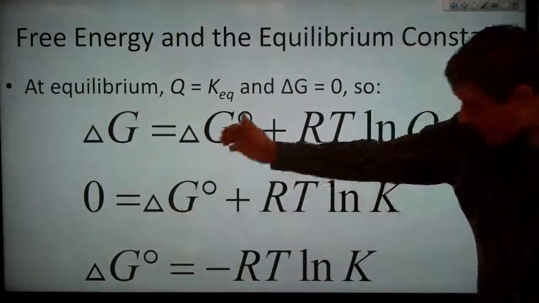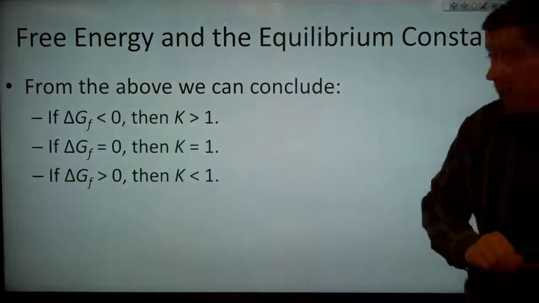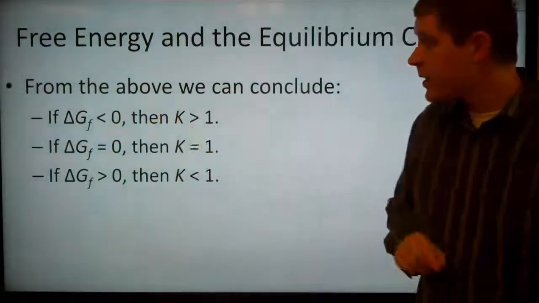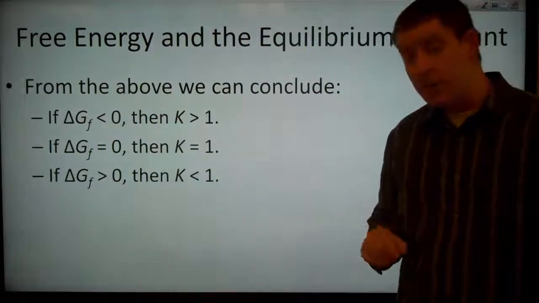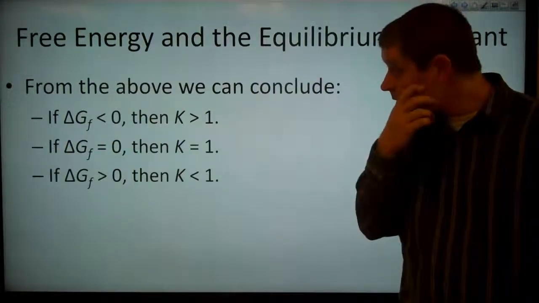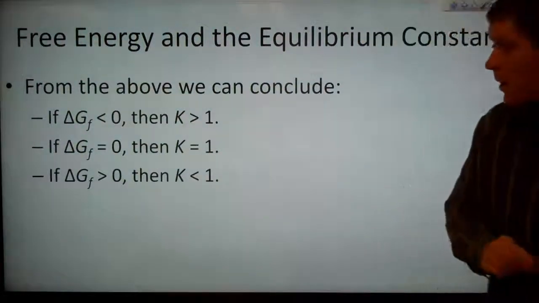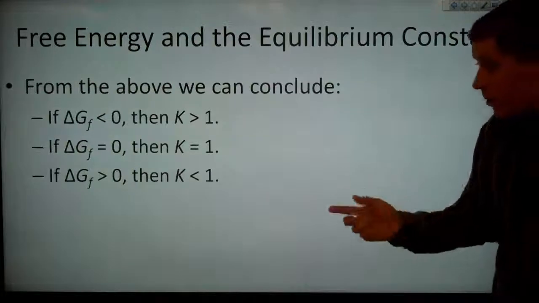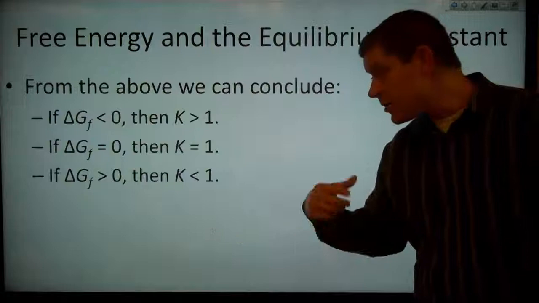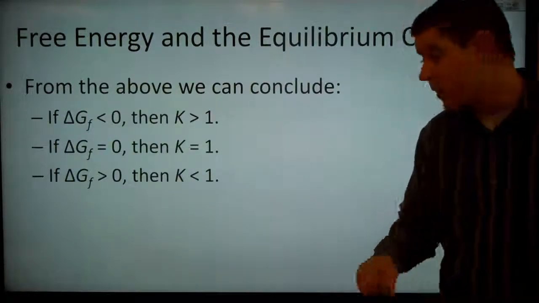So that means that now delta G naught is equal to minus R times T times the natural log of our equilibrium constant, K. And this means that if delta G_f, the Gibbs energy of formation, is less than 0, then the equilibrium constant has to be greater than 1. If the change in Gibbs energy is equal to 0, then the equilibrium constant is equal to 1. And if the change in Gibbs energy is positive, or greater than 0, then the value for K has to be less than 1.